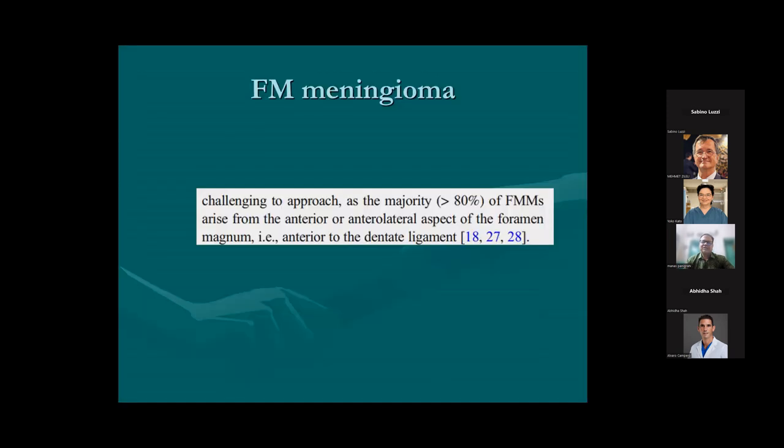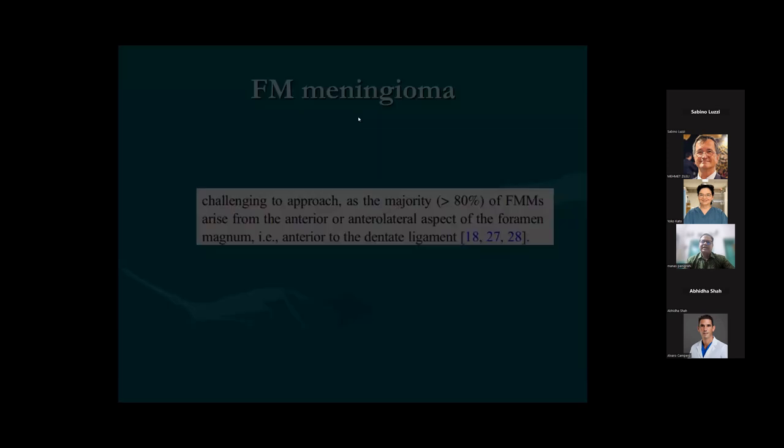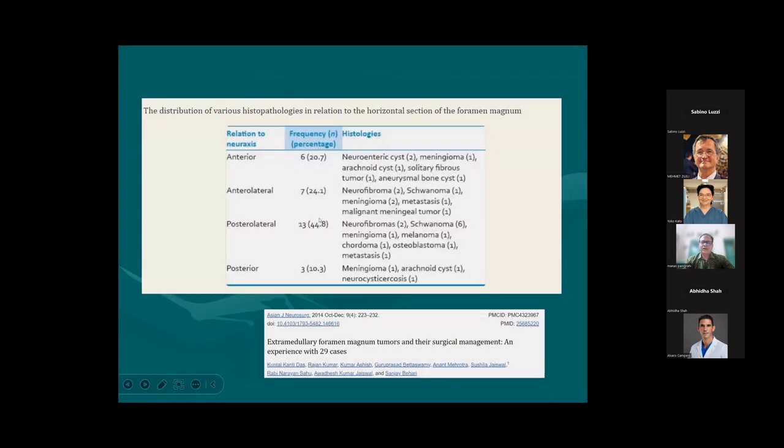Unlike other tumors, in meningiomas 80% are attached anteriorly or anterolaterally, and we have a separate lecture on foramen magnum meningiomas. But as a general rule, when you take all the foramen magnum tumors, 50% of them are behind the dentate ligament, so they can be operated through the posterior approach.